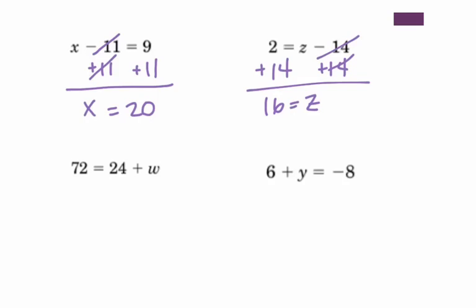On that second one going across there, I want to get z by itself. So what is the inverse of subtracting 14? Well, adding 14. Got to do it to both sides. So the value of z is 16.